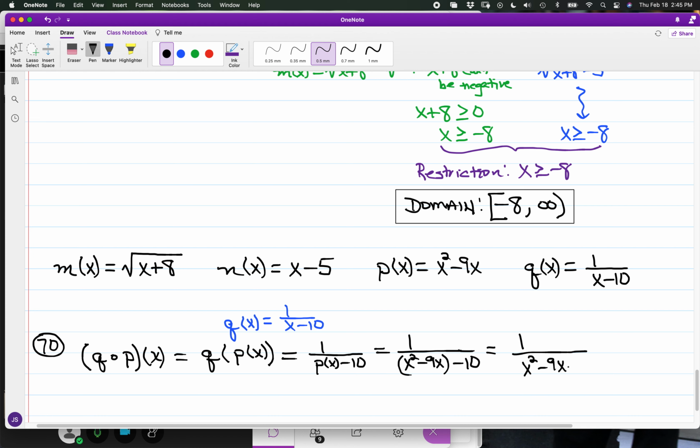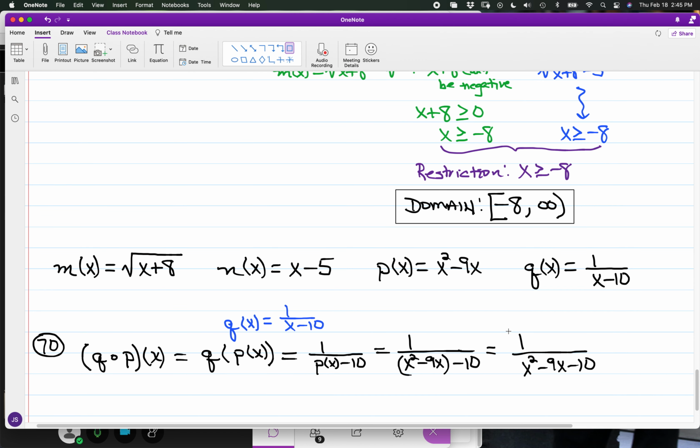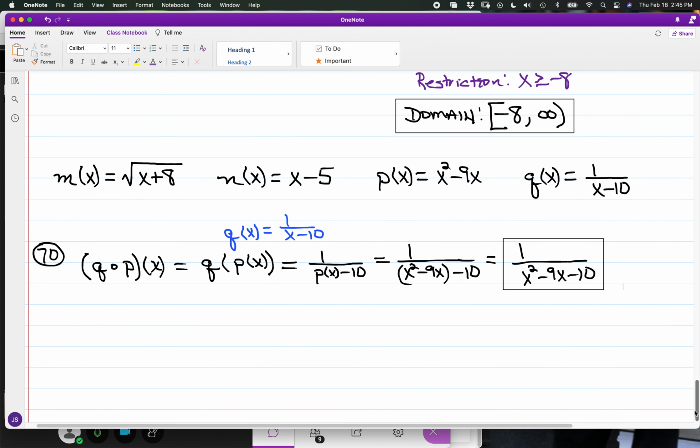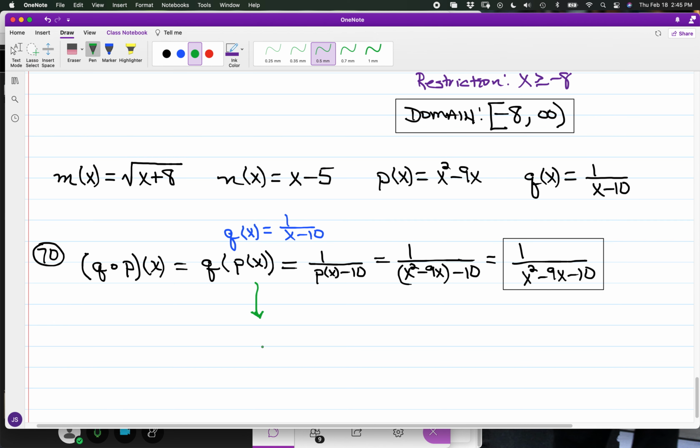So for the resulting composition, we're going to have 1 over x squared minus 9x minus 10. And where the domains will come in. With the input, again, p of x is equal to x squared minus 9x. You do not have a fraction, you don't have an even root radical, so this one has no restrictions.